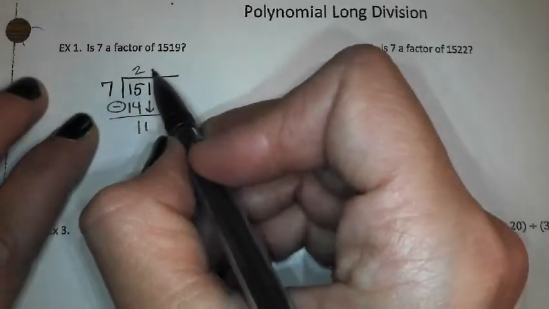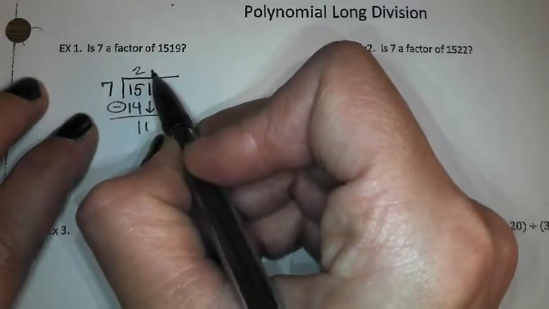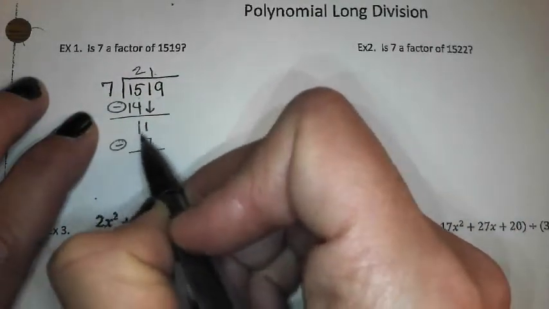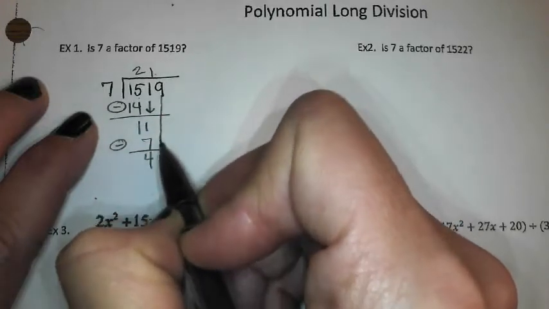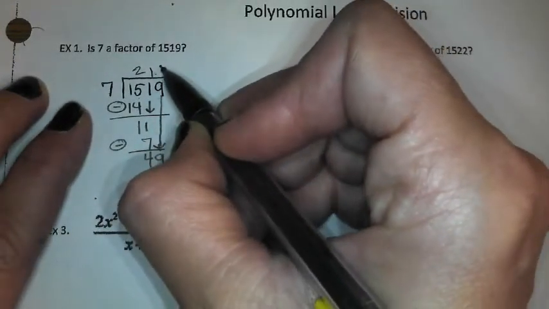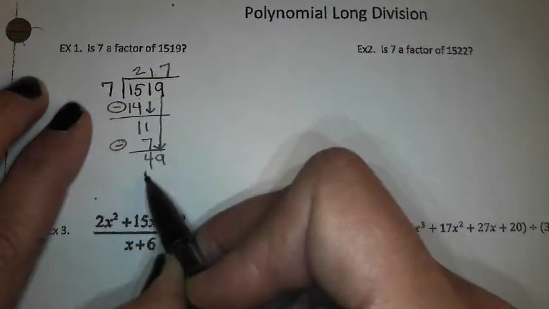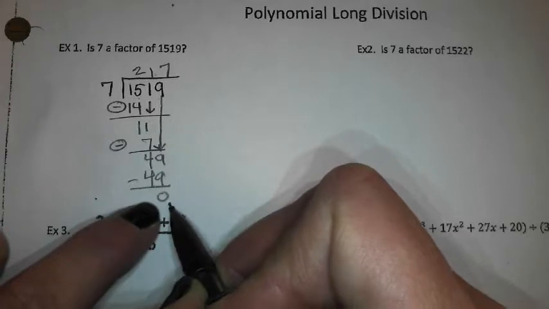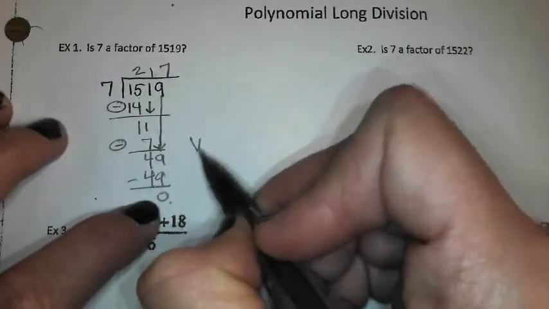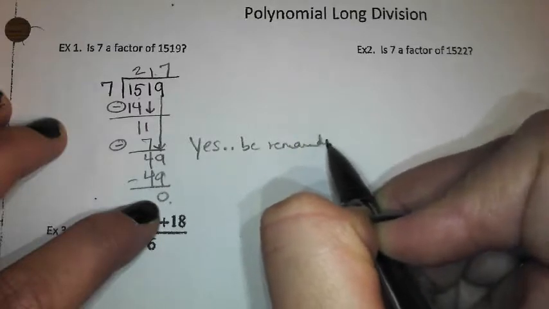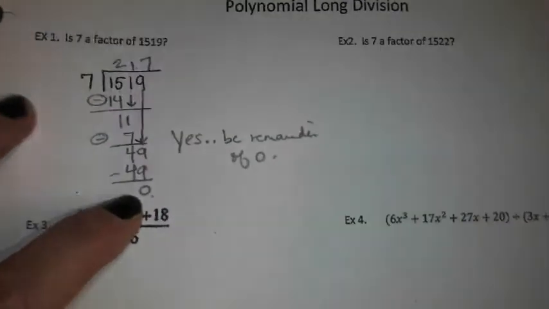7 times what gets you as close to 11 as possible? 1. So 7 times 1 is 7. Do your subtraction. 11 minus 7 is 4. Bring down your 9. 7 times what gets you as close to 49 as possible? 7. 49. Do your subtraction. We have a remainder of 0. Was 7 a factor? Yes, because the remainder of 0.